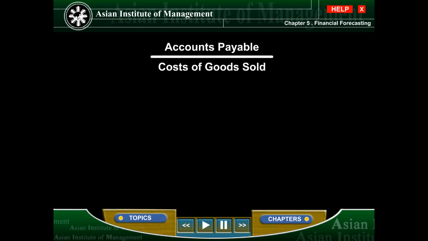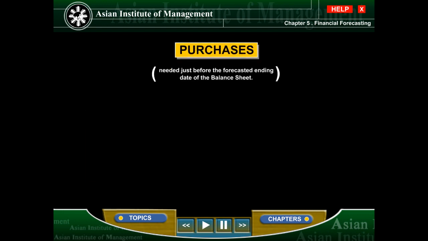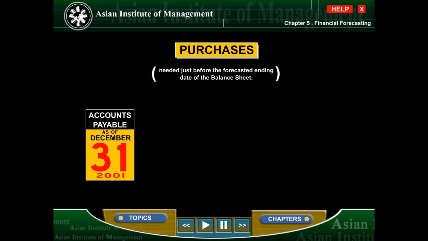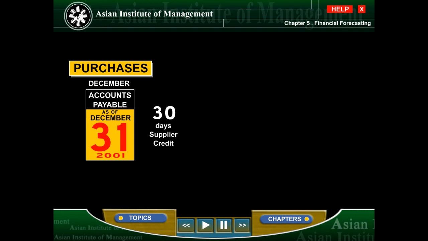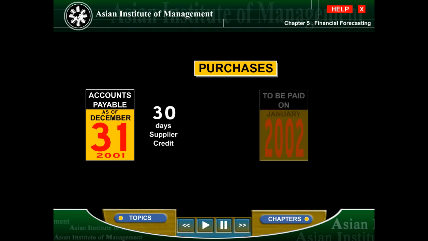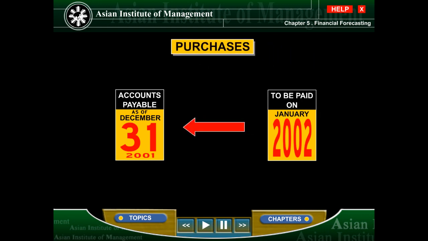More accurately, the forecaster can pinpoint the exact amount of purchases needed just before the forecasted ending date of the balance sheet. For example, if the forecaster is trying to estimate accounts payable outstanding as of December 31st, 2001, and assumes that the enterprise gets only 30 days or 1 month of supplier's credit, then the forecaster should determine the purchases needed for December, which will not yet be paid on that month, but on January 2002. This will be the accounts payable outstanding as of December 31st, 2001.